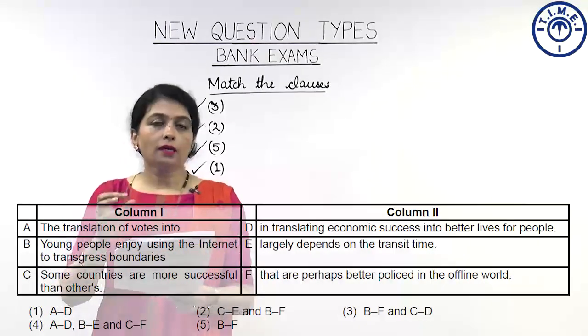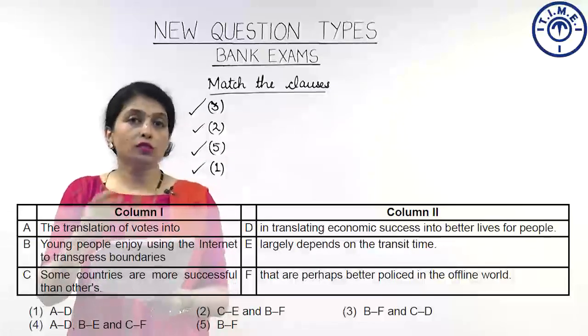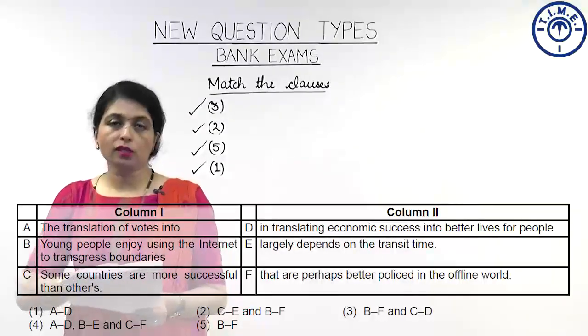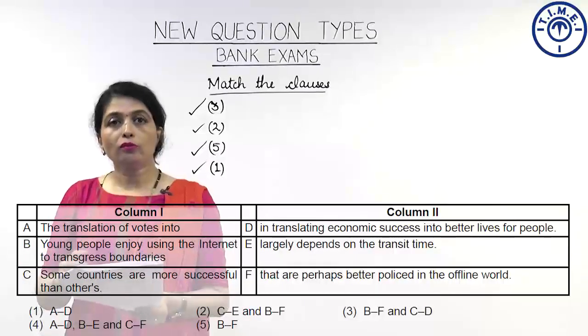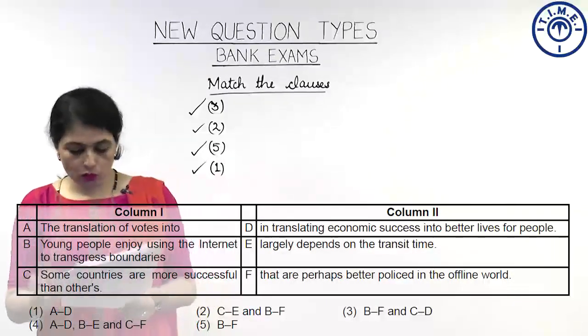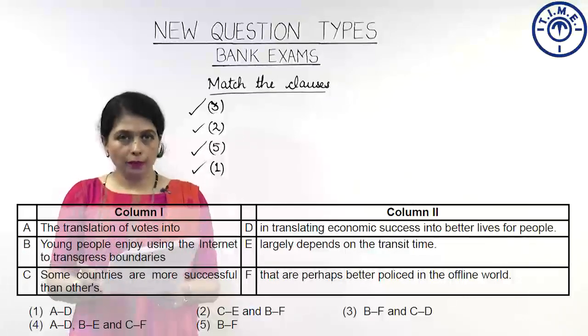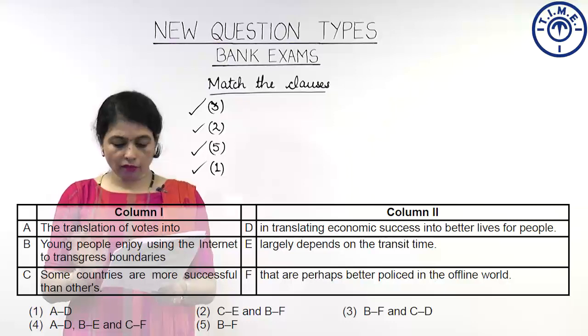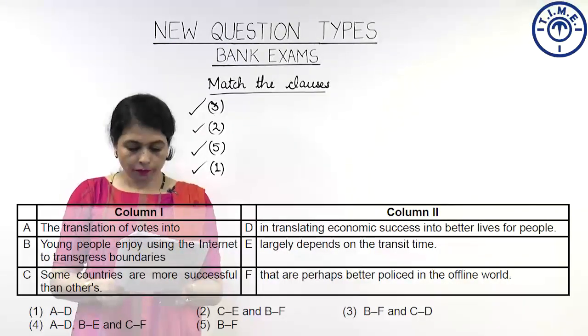The idea is that young people are misusing the internet and they are doing those things online which they would not be able to, or would not have done, offline. So this is a meaningful and grammatically correct sentence. So B and F is a correct combination.